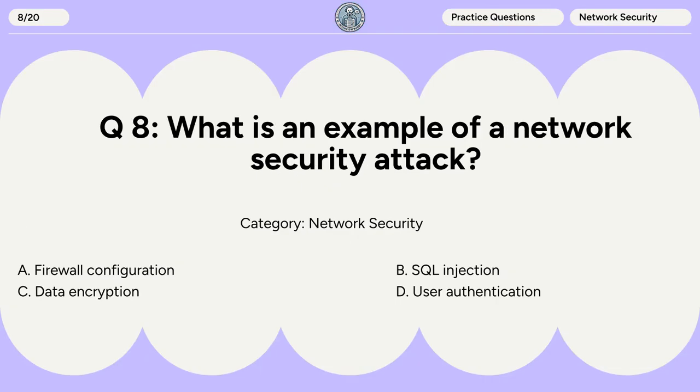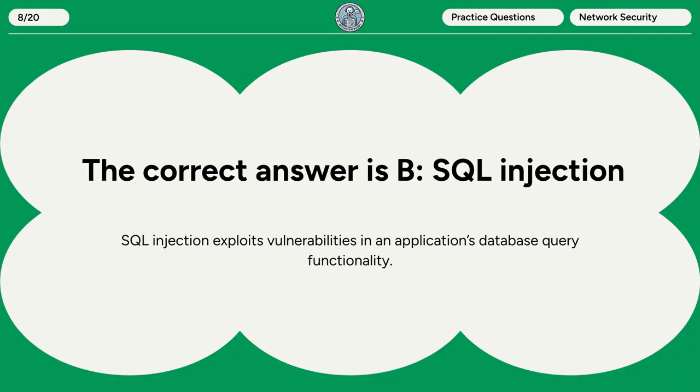Question 8. What is an example of a network security attack? A. Firewall configuration. B. SQL injection. C. Data encryption. D. User authentication. The correct answer is B. SQL injection. SQL injection exploits vulnerabilities in an application's database query functionality.